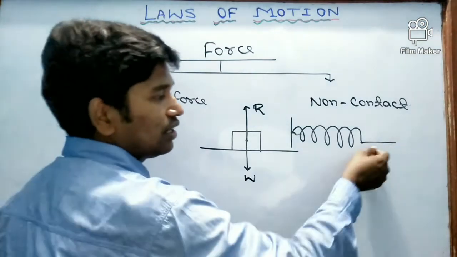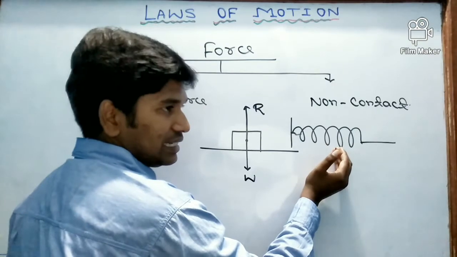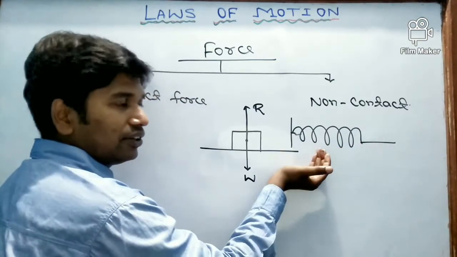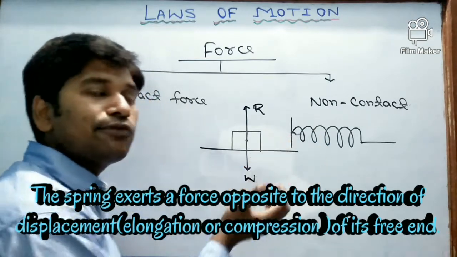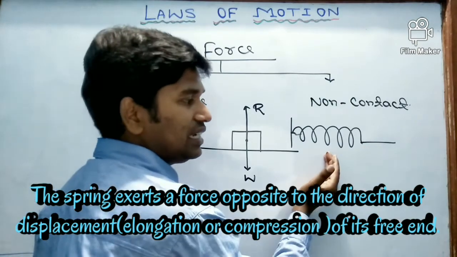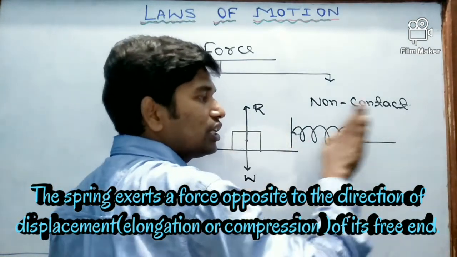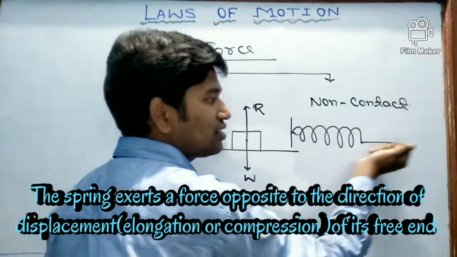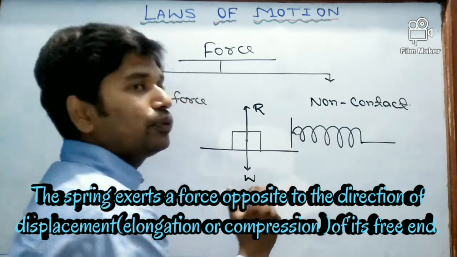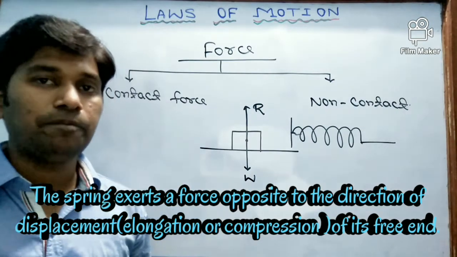When we pull it, then what happens? A force is stored inside it, that is called restoring force, and that pulls it back. That force is the force exerted by a spring. So when we compress it, the restoring force tries to push it back, and when we stretch it, it tries to pull it. So that restoring force is actually the force exerted by the spring.